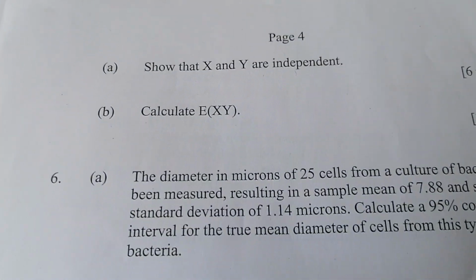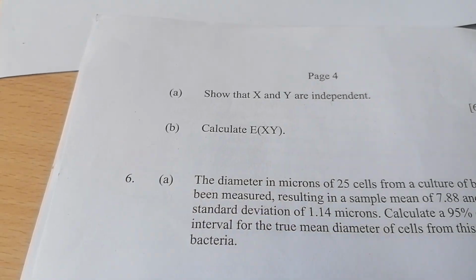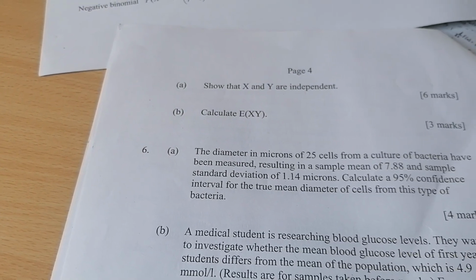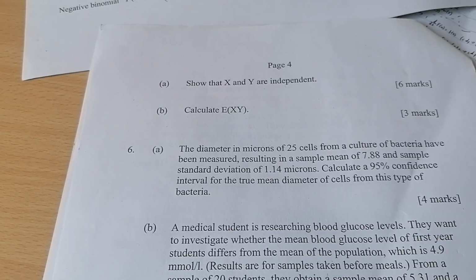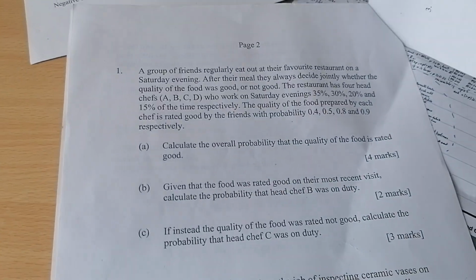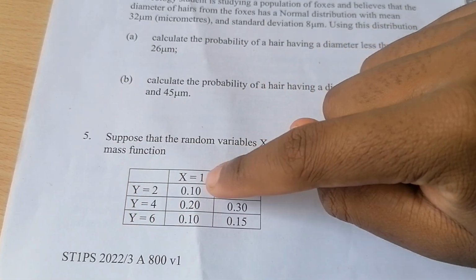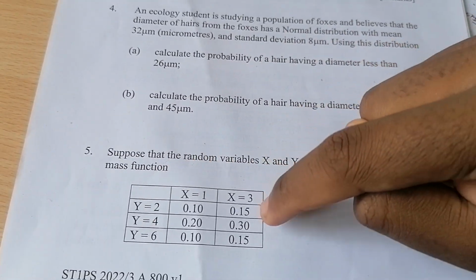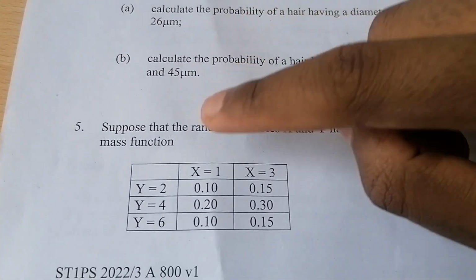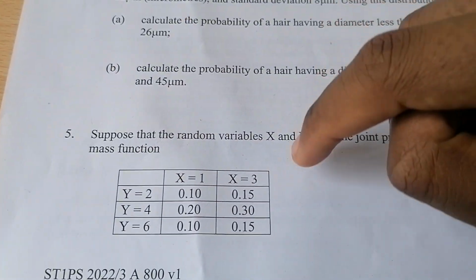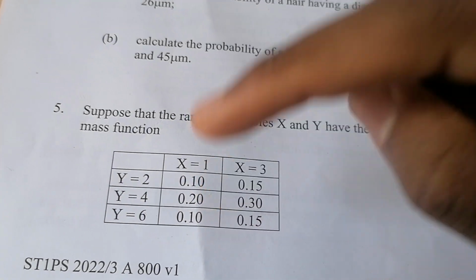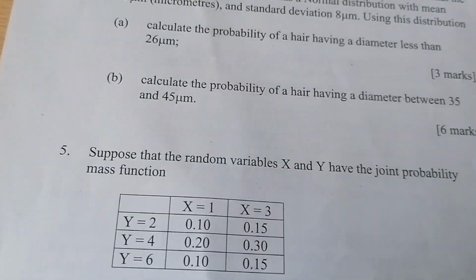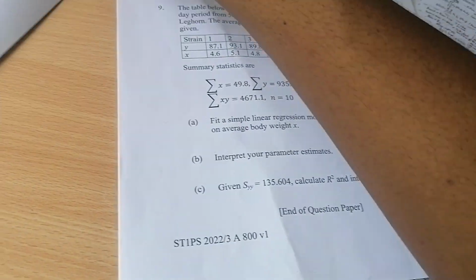Calculate the expected value of x, y. This one you had to take each pair of x and y, multiply them, get the product of those, and multiply them by the probability, and sum that across all cells. For example, you would just do 1 times 2 times 0.1 plus 3 times 2 times 0.15. Oh wait, no, let me restart. 1 times 2 times 0.1 plus 3 times 2 times 0.15 plus 1 times 4 times 0.2 plus 3 times 4 times 0.3. Yeah, that. And then I ended up getting 8.8.